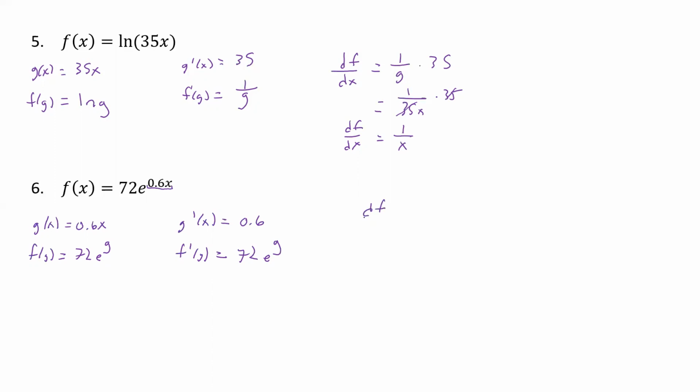So now we have df/dx is equal to what? Well, it's equal to 72e^g times 0.6. Maybe we put that one in parentheses. Now, g is 0.6x, and we also have a 0.6 times 72. So 0.6 times 72 is 43.2. Then e^(0.6x). And that's going to be our final answer, because we just took this times this, and then we replace g with our 0.6x, and that gives us our final result.